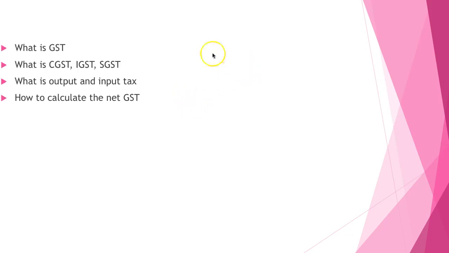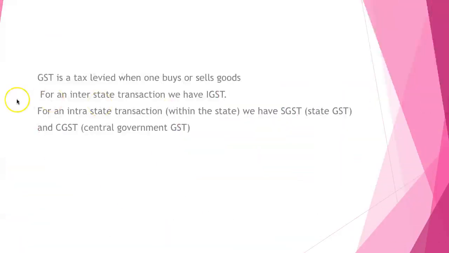In this video, we learn what is GST, what is CGST, IGST, SGST, what is output and input tax, and how to calculate the net GST. GST is a tax levied when one buys or sells goods. For an interstate transaction, we have IGST.